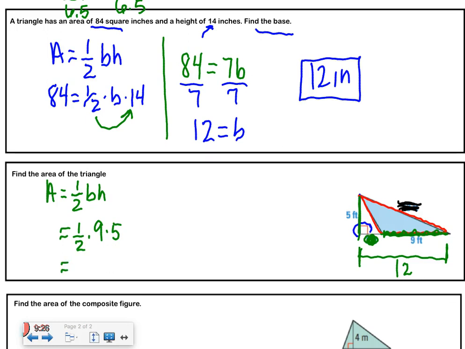So again, if we take half of 9, it's 4.5. 4.5 times 5 gives us 22.5 feet squared.